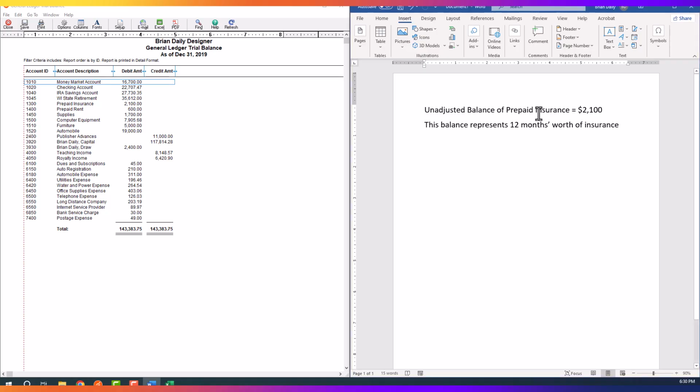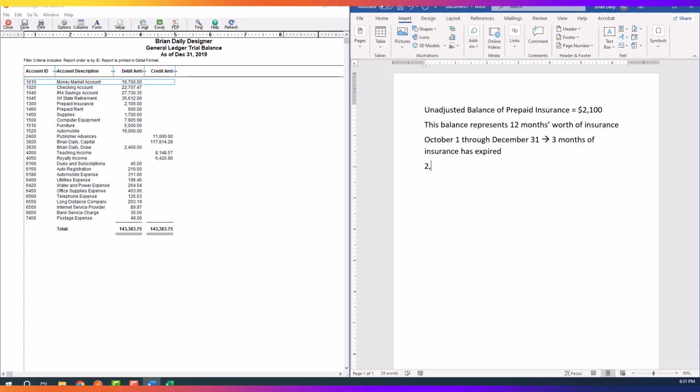So what we need to do is figure out how much of this insurance has expired as of the date that we're preparing these adjusting entries. If we bought the insurance on October 1st and we're preparing the adjusting entry on December 31st, we can see that 3 months of insurance coverage would have expired during that period of time. So we need to value 3 months worth of insurance, because this is for 12 months.